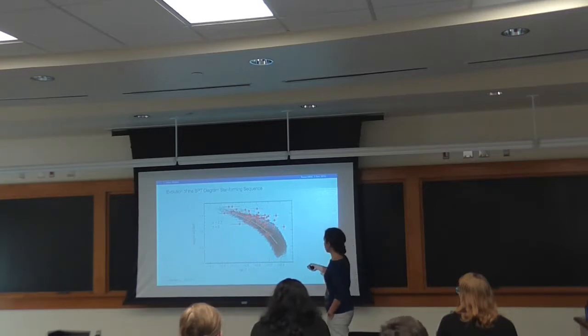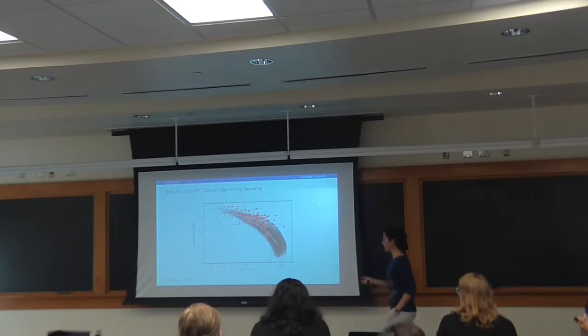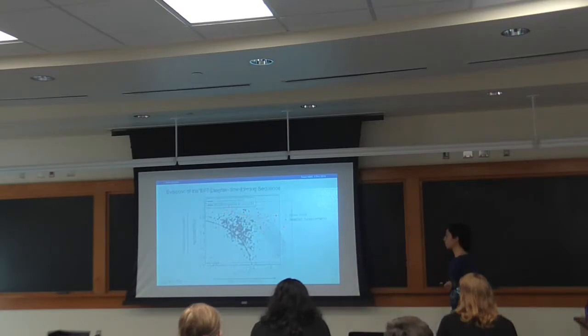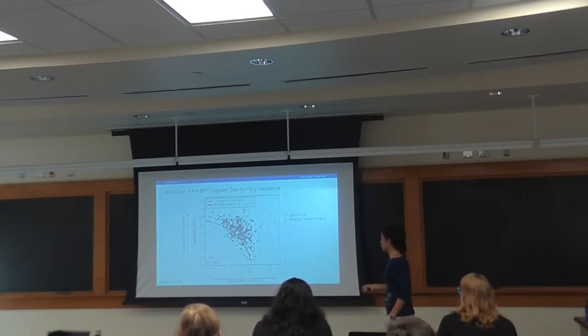Now I'm going to remove the underlying local galaxies and just look at what we have at redshift of 2. So here the axes are the same: O3 over H beta versus N2 over H alpha.